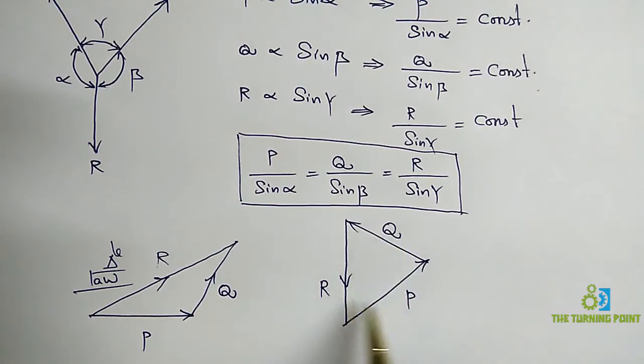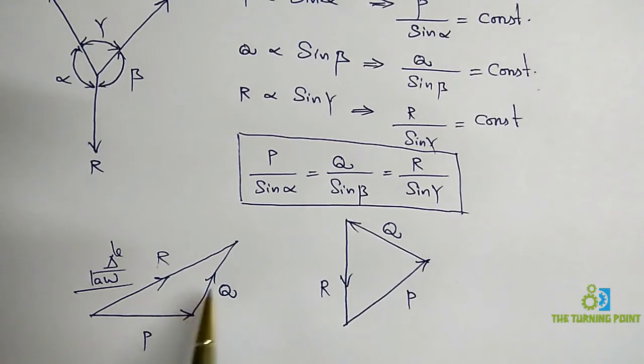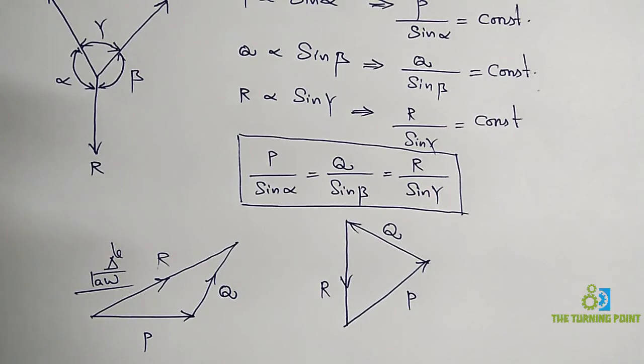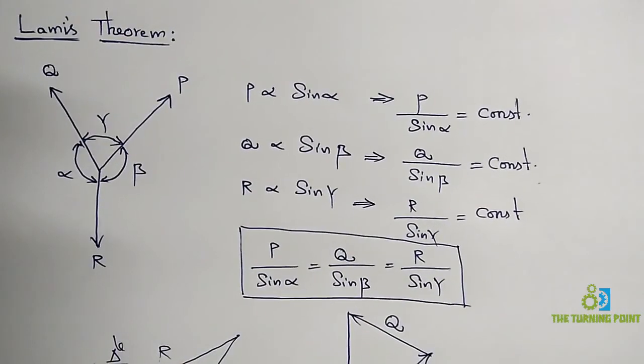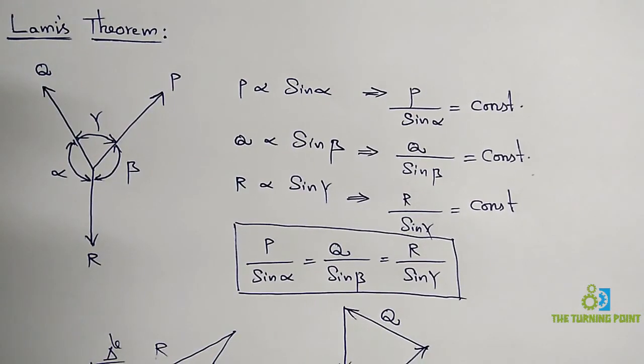Here P, Q, R are three different forces, and these three forces are under equilibrium where the resultant is equal to 0. But in the triangle law, there are two forces, and for those two forces you are going to calculate the resultant. So this is the difference between the triangle law and Lami's theorem. You have to remember, we use the triangle law when we need to calculate a resultant, and you use Lami's theorem when there are three forces and those three forces are under equilibrium. Hope you are able to understand the concept of Lami's theorem.